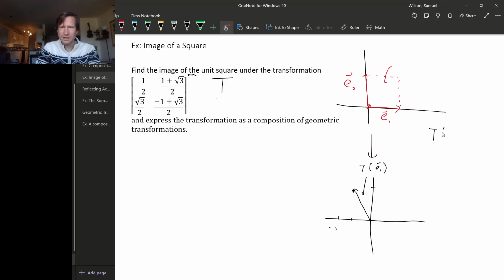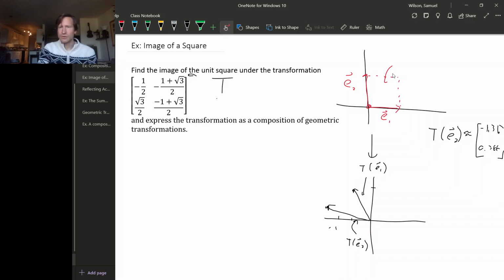So t of E2 is going to be, first coordinate is about minus 1.36. And second coordinate is minus 1 plus square root of 3 divided by 2. This is going to be 0.366. Okay, so minus 1.36, that's over here, and then 0.366 is about here. So this one is t of E2.